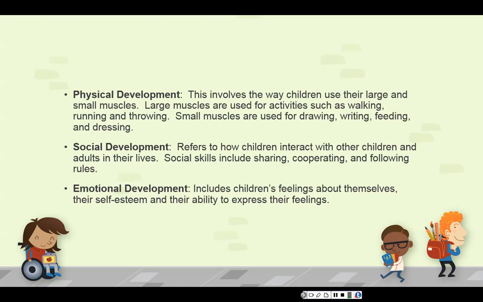We've also got social development, and as you probably can guess, this refers to how kids are going to be interacting with other people in their lives. Other people being both adults and children, siblings, aunts, uncles. Social skills are very important, and some might argue that developing good social skills early on is really the most important thing as a child continues on.